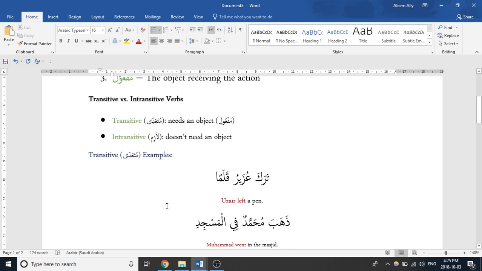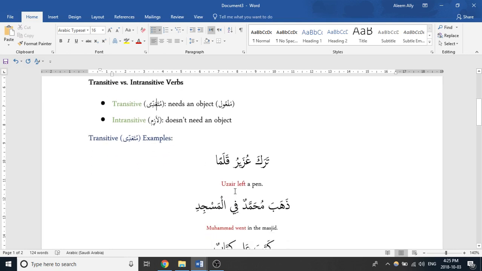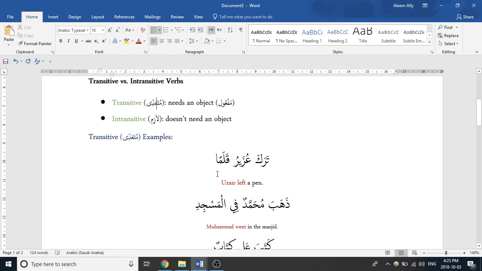So let's look at some examples. Transitive over here. Taraka Uzairu qalaman. Uzair left a pen. So taraka means to leave something behind. Even in the nature of that verb, it's asking you to specify what that is, right? So if I just said Uzair left, we wouldn't know what he left behind, right? It would be an incomplete sentence. So we have to say qalaman. That verb there requires that qalaman in order to make sense, because you'll just be asking, well, what did Uzair leave behind, right?